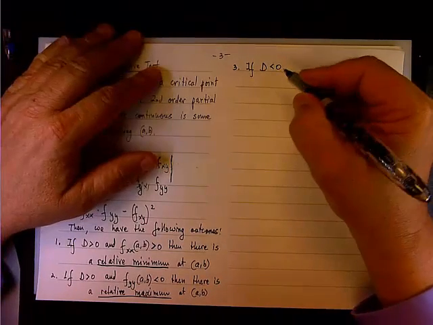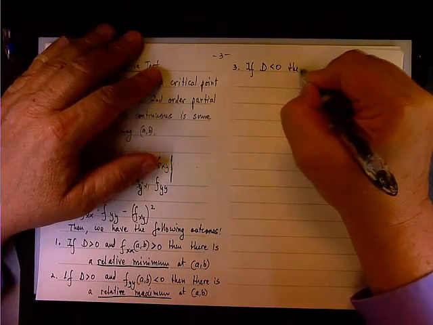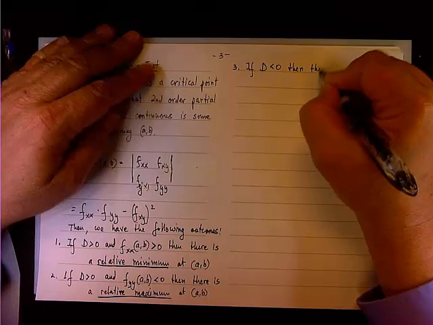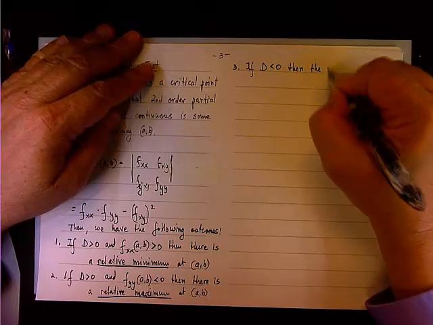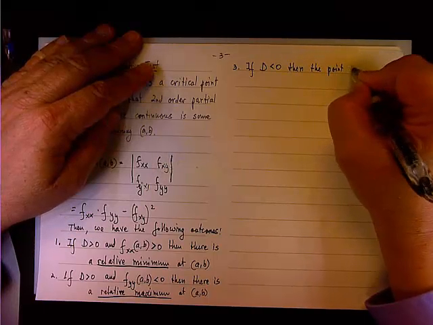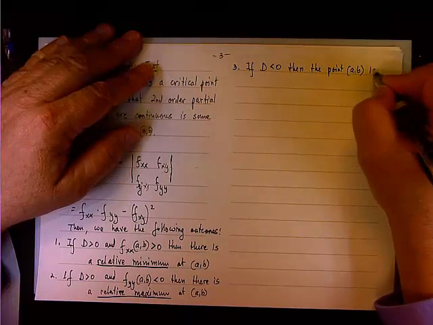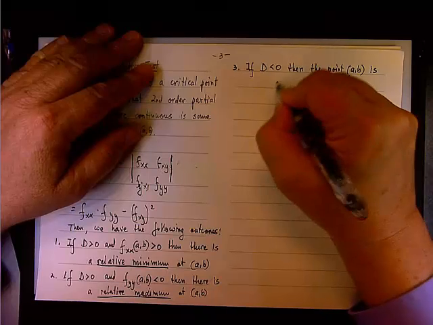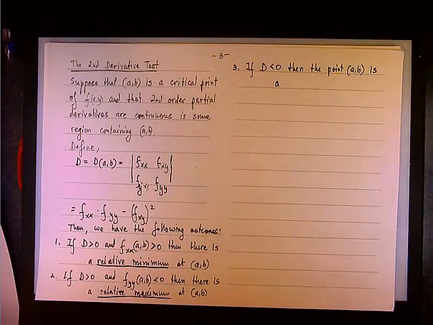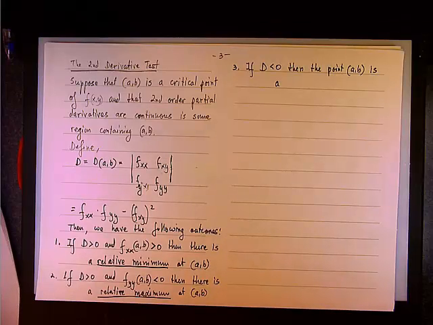All right, third condition. What happens if the determinant, or if D is negative? Okay, then the point (a, b), can you guess what it is?